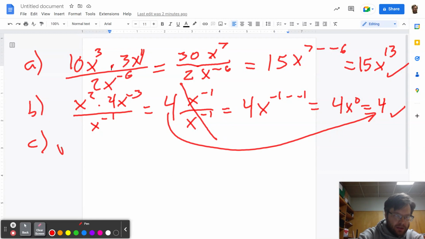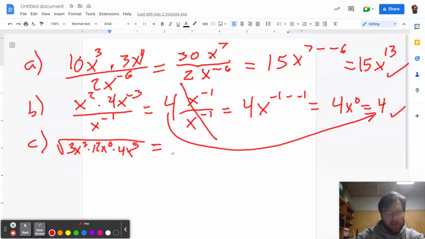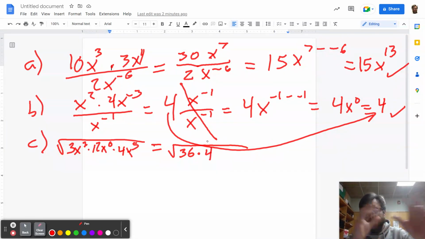Part C is a big old square root. 3x to the third times 12x to the 0 times 4x to the fifth. So let's just do those. 3 times 12 is 36. And I'm just going to scoot the 4 to the front. You can rearrange the order when things are being multiplied. So I did 3 times 12, and then I'm just going to bring the 4 right up there.